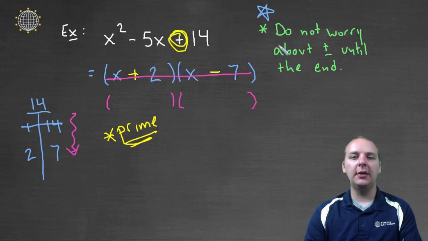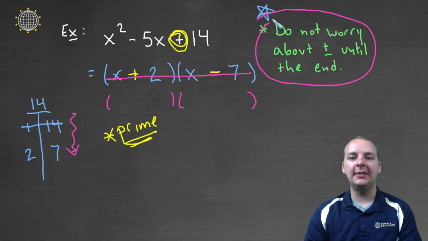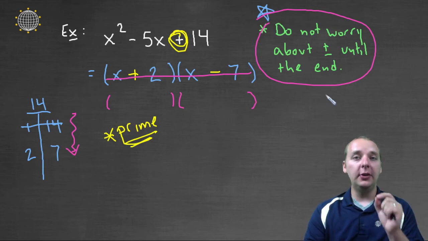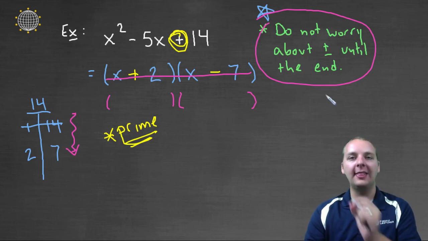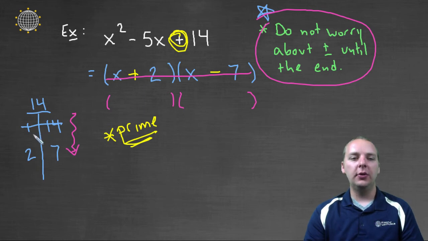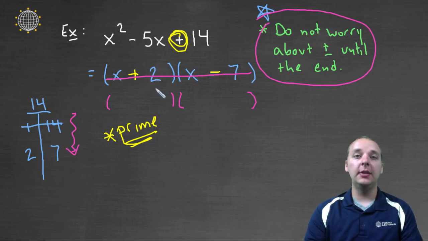And so I do that just because I know this is a common mistake. If we're not going to worry about the signs till the end, then we really do need to worry about them at the end though. And so when you're looking through your list, you can't just slap down a 2 and a 7 and put whatever signs you want. You have to examine this very carefully to make sure that these are in fact going to FOIL to give you what your original polynomial was.